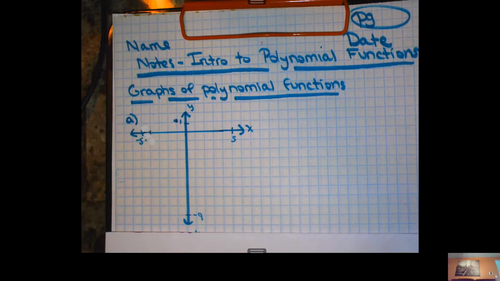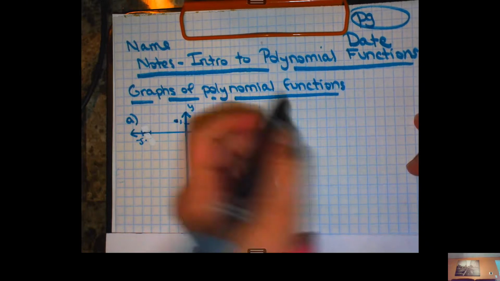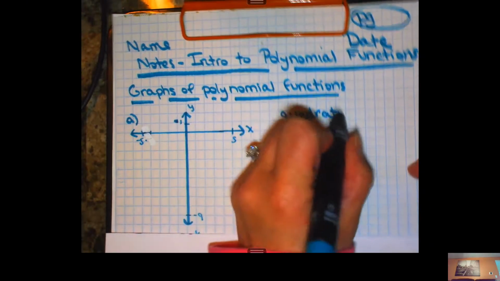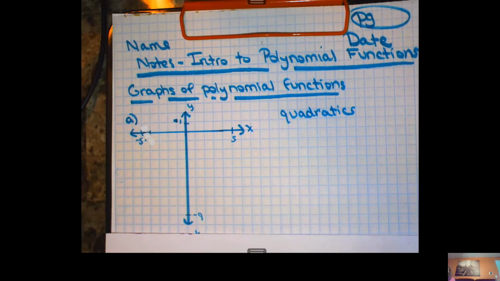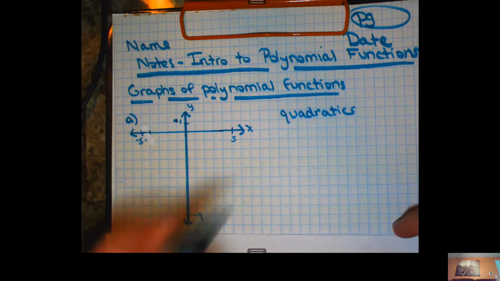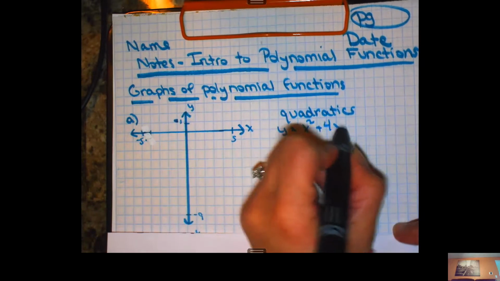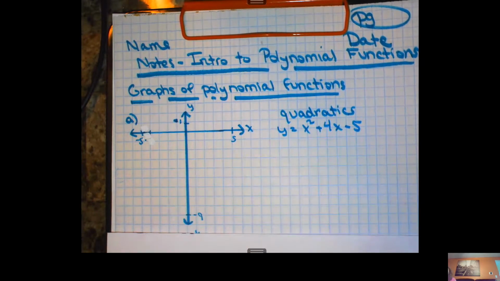So now the first one we're going to talk about are quadratics. So can you write the word quadratics on the side? What I'm going to do is give you an example of a quadratic equation, and we're going to see what it looks like. So the first one we're going to do is y equals x squared plus 4x minus 5. We did quadratics in the last chapter, so I'm going to be lazy. I'm going to grab my calculator.